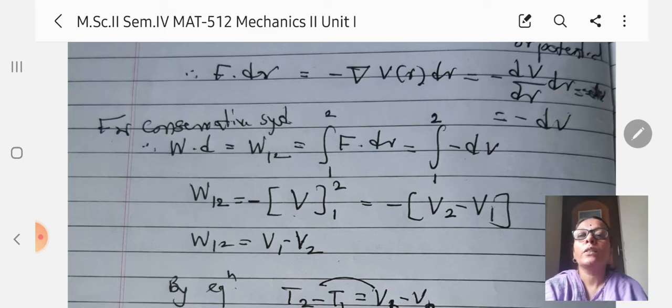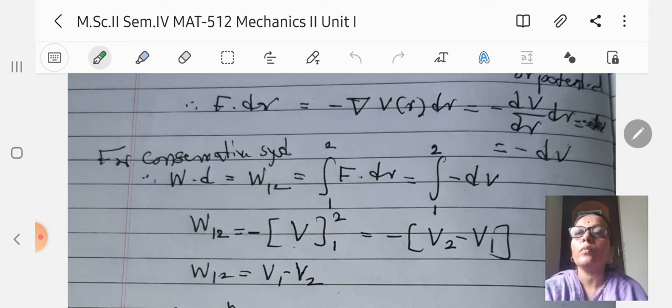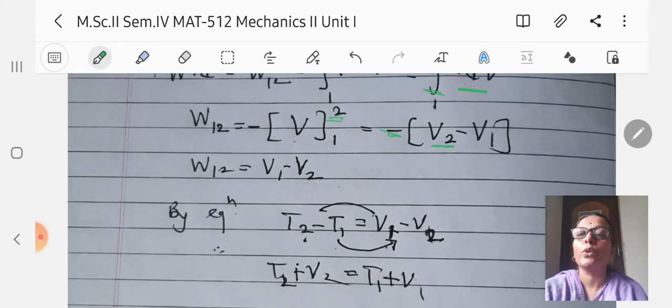F dot dr, which in the above case we can write as minus dV. Here dr gets cancelled, and derivative and integration cancel, and therefore we get minus V from 1 to 2. First we put the upper limit, minus in bracket V2, minus the lower limit V1, multiplied by the minus sign, and in bracket we get W12 equal to V1 minus V2.